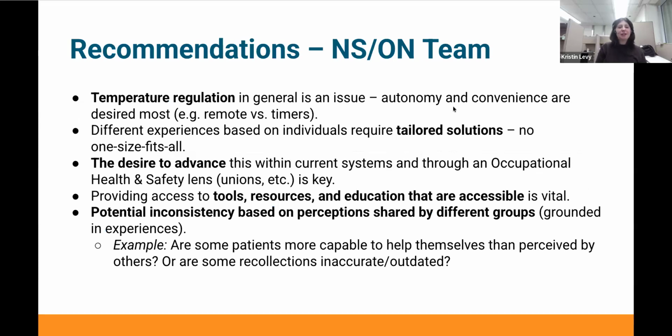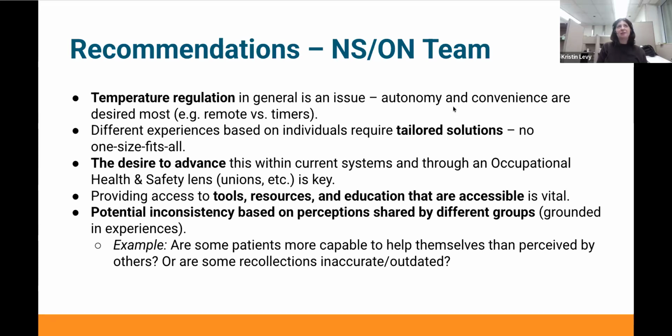So some recommendations from the Nova Scotia and Ontario team. Looking back at the engagement, the interviews, the surveys, and all the meetings, there are some things that came up that really resonated. So I wanted to share some of these recommendations with you. The first is that temperature regulation in general is an issue. So echoing what Sarah said, autonomy is very important.